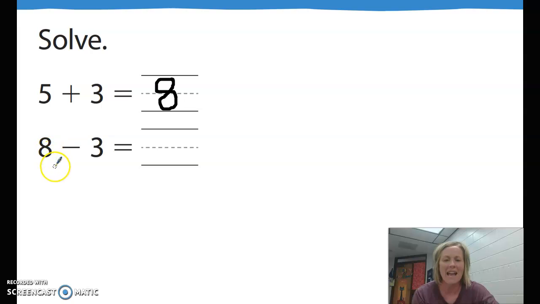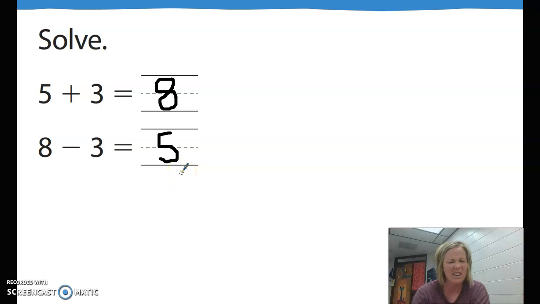Now we have 8. Take away 3. Let's use our fingers again. Put up 8. Take 3 away. How many are left? You're right, there are 5 left. Now let's look at these two problems. We have 5 add 3 equals 8. 8 take away 3 equals 5.